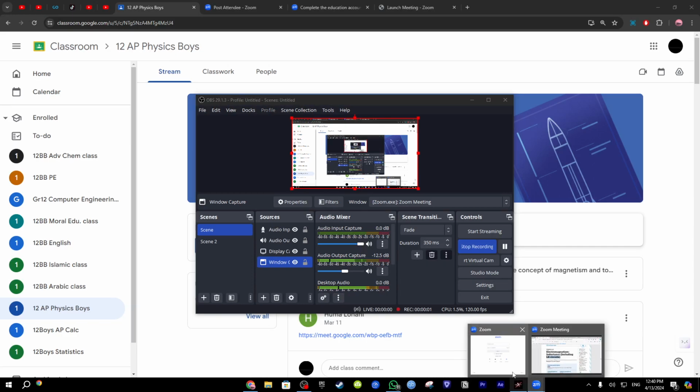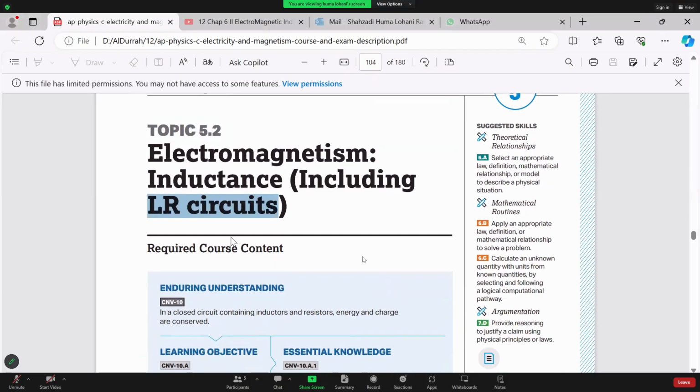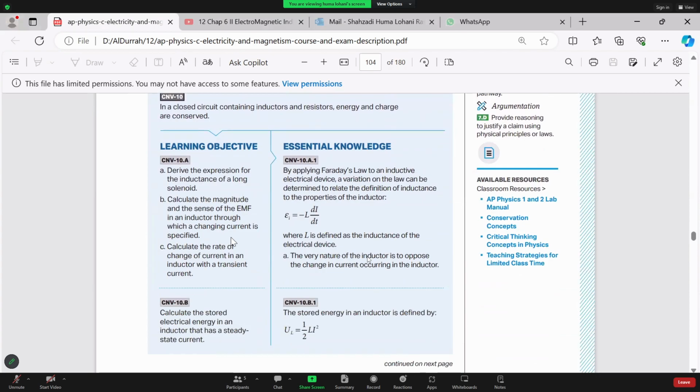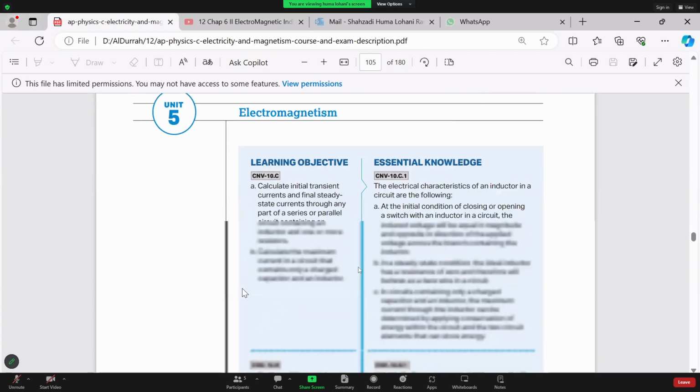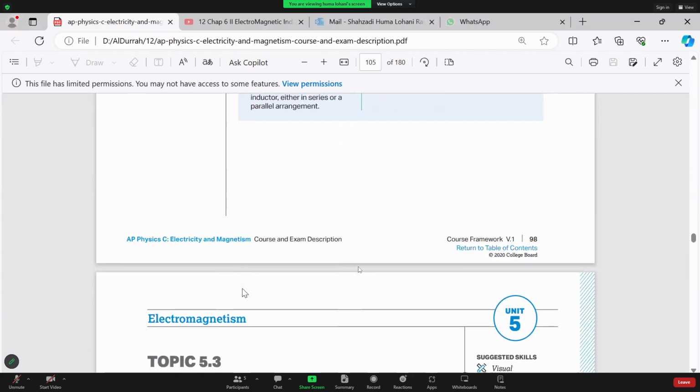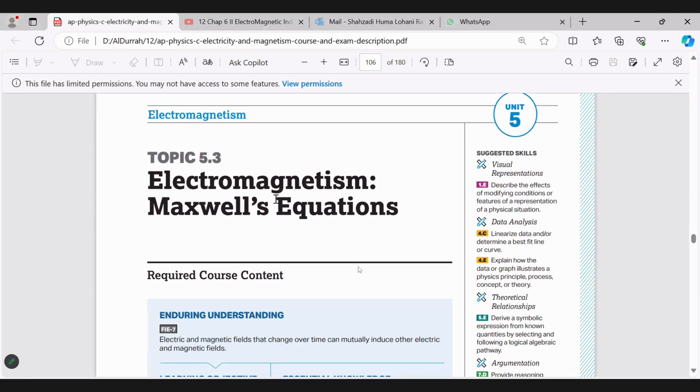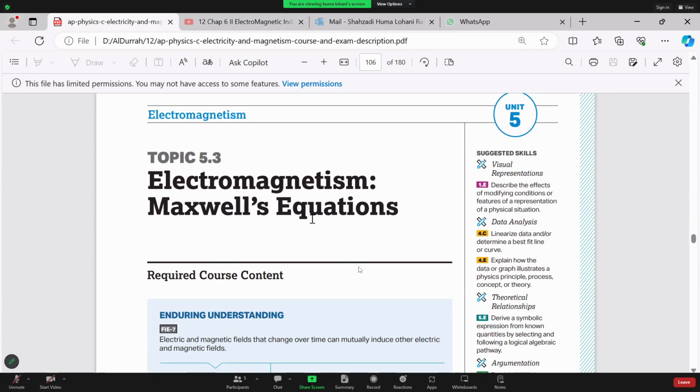Circuits here. So in topic 5.2, we'll start talking about inductors and resistance and about energy changes there. We will talk about that. It is also just like these 2 pages. After that, the last topic is electromagnetism, which is Maxwell's equations.